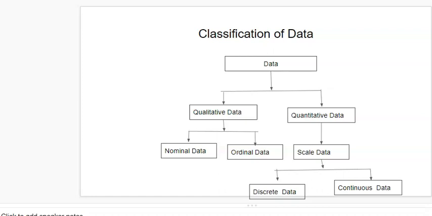So these are examples for the three types of data collection, and data is further divided into two types. One is called qualitative data and the other quantitative data. Qualitative data means any data based on a quality, and the other is quantity. Quantity means it is measured. Qualitative data is further divided into nominal data and ordinal data. But quantitative data has only one subclassification, scale data. It is further divided into discrete data and continuous data.